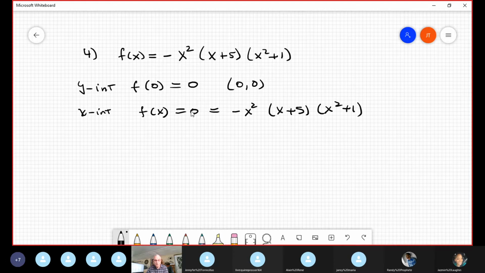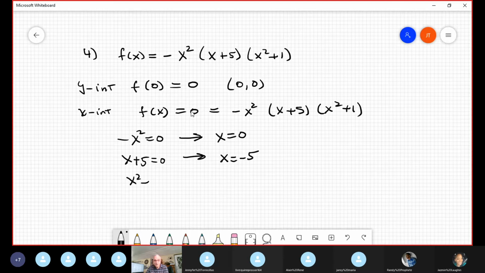One more time. Minus x squared equal to 0 implies x equals 0, multiplicity 2, but I don't care about the multiplicity, because in this question they don't ask me specifically. I know the multiplicity is 2, so if I want to do the graph, I know it touches, doesn't cross. And x plus 5 equals 0 is negative 5. And this guy is obvious. There is no solution, right? No solution.